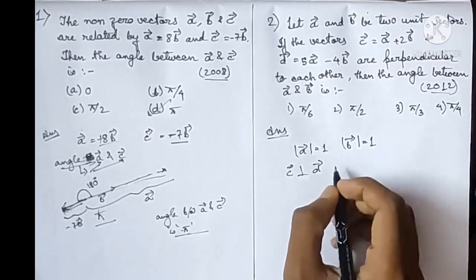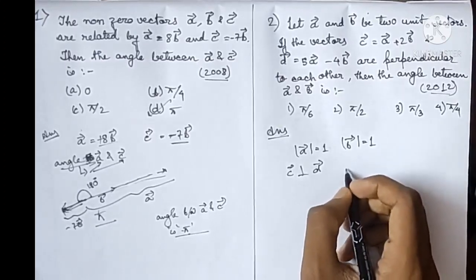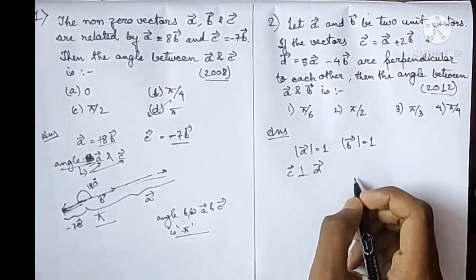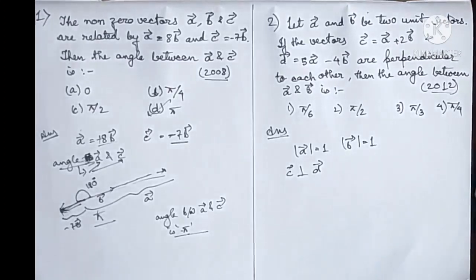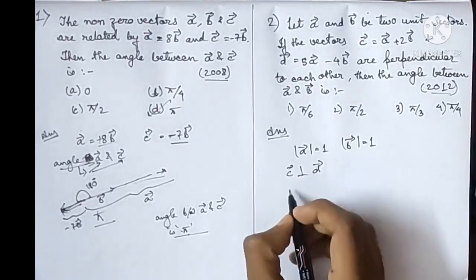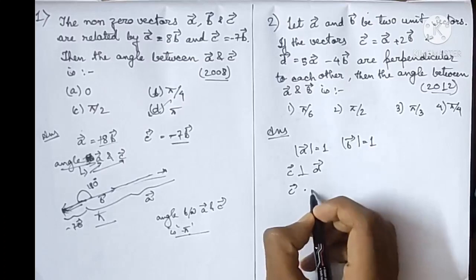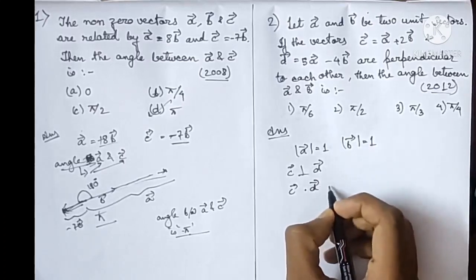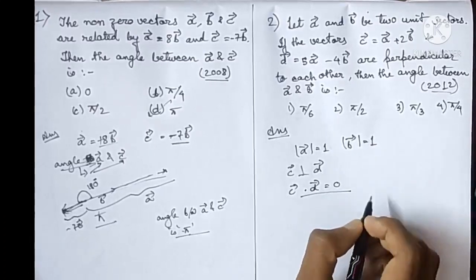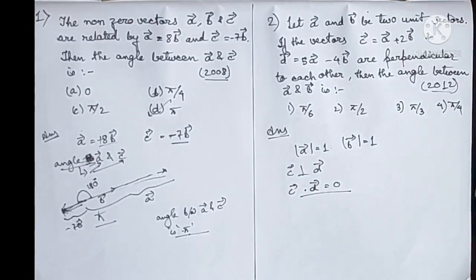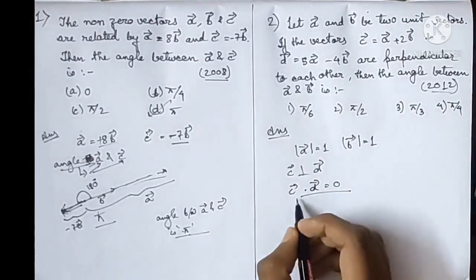So if we remember one thing, we have also told that for any dot product to be 0, the angle between them must be 90 degrees. So from that we can say that C dot D is equal to 0. That's quite simple if you have watched the previous video, obviously.